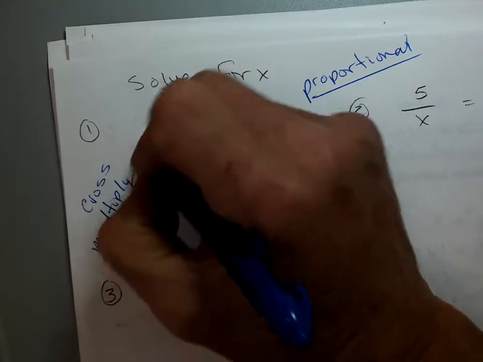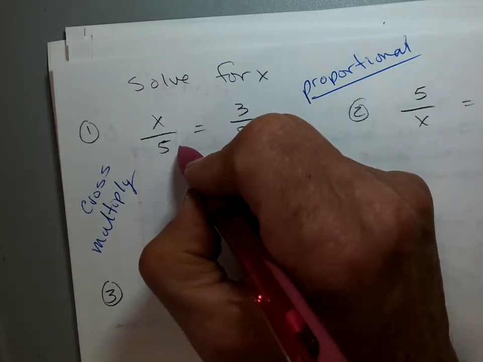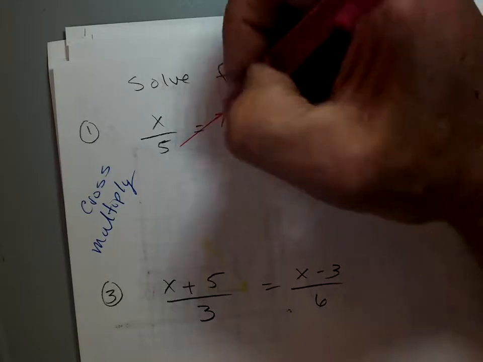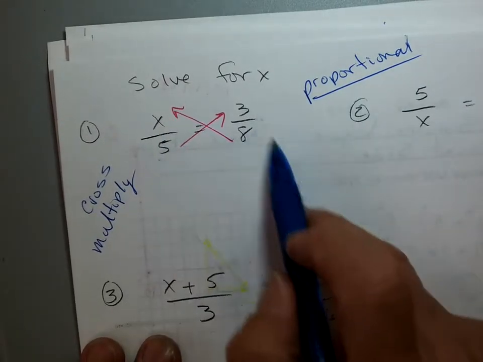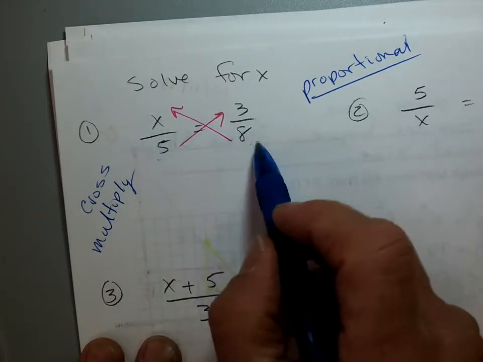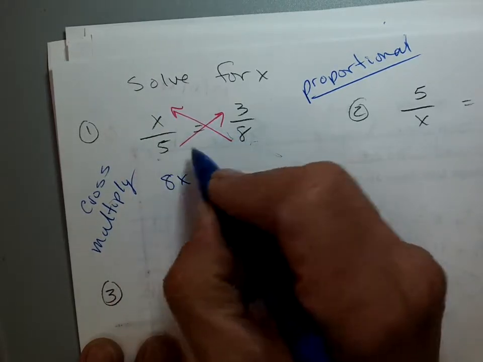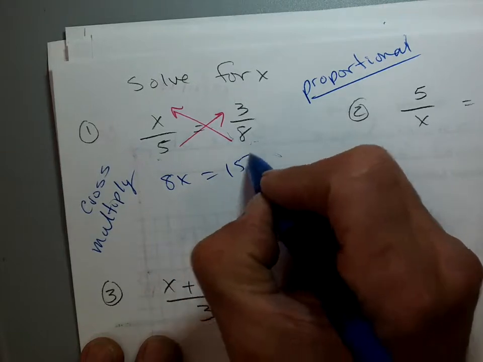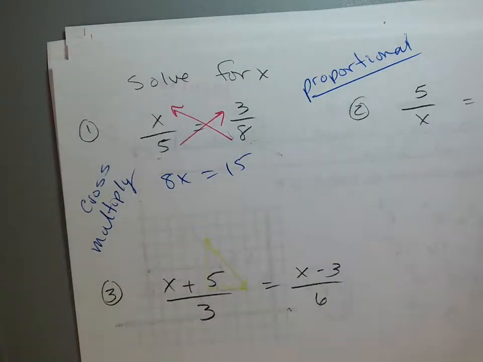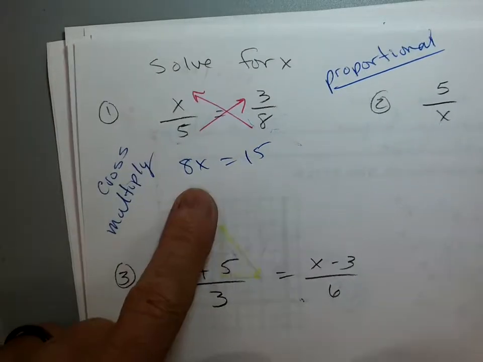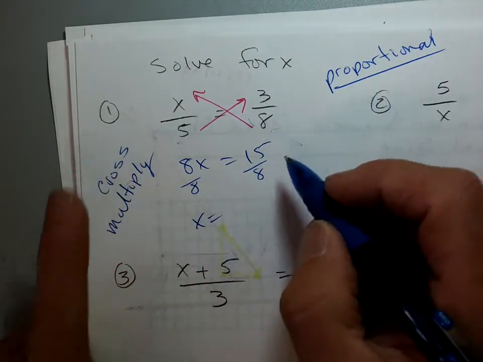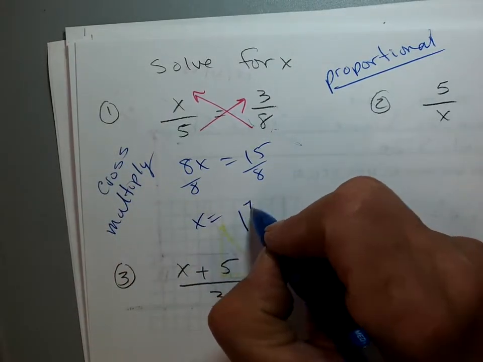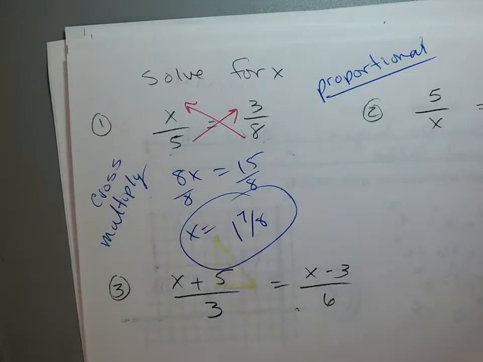Cross multiply. So, we're just simply going to go 5 times 8 and 8 times x. We're going to multiply this across. 8 times x is 8x. 5 times 3 is 15. A fraction equal to a fraction. The easiest way to solve it is by cross multiplying. Jay, you watching? Okay. Divide by 8. x is equal to 15/8, which is really 1 7/8. Okay, that's easy, right? We've done that before.